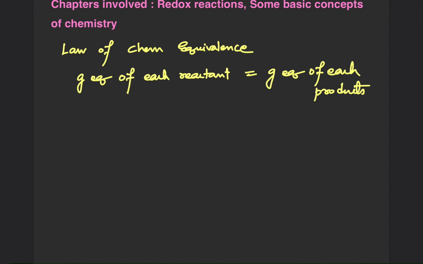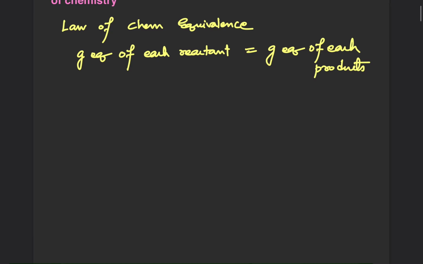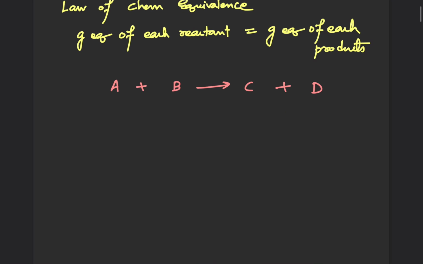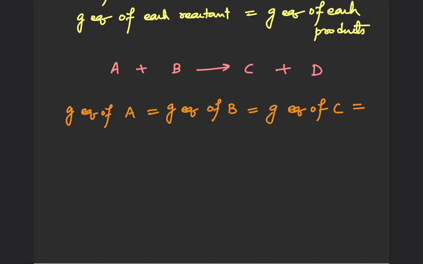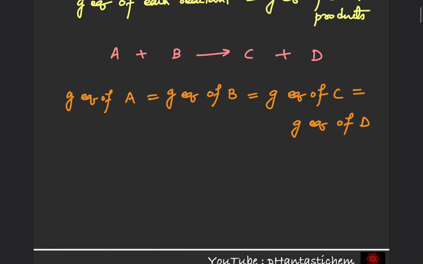Products. Okay. So for a reaction, let's say that it's not balanced. Okay. A plus B giving me C plus D. Okay. So according to the law of chemical equivalence, I can say that gram equivalence of A is equal to gram equivalence of B is equal to gram equivalence of C, which is equal to gram equivalence of D. Okay. And this is very helpful because we don't need the balanced equation to apply this law. You can see this is not a balanced equation.